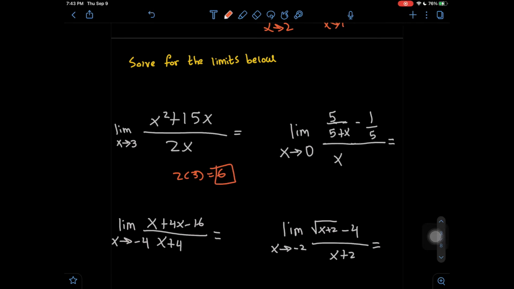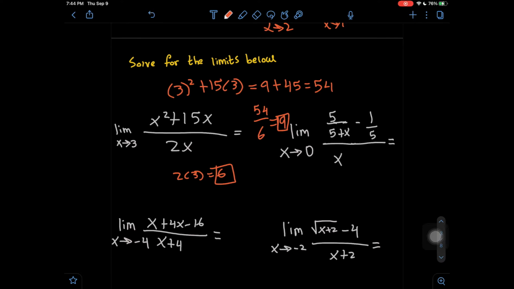As soon as we have a value that is not 0 in our denominator after direct substitution, we're going to continue direct substitution in our numerator. So we have a 6 in our denominator. Now we have 3 squared plus 15 times 3. So 3 squared is just 9. So we have 9 plus 15 times 3 is 45. 45 plus 9 is just 54. So we have a fraction of 54 over 6. And if you remember your multiplication tables, 54 over 6 is just simply 9. And that's our answer for this first problem.